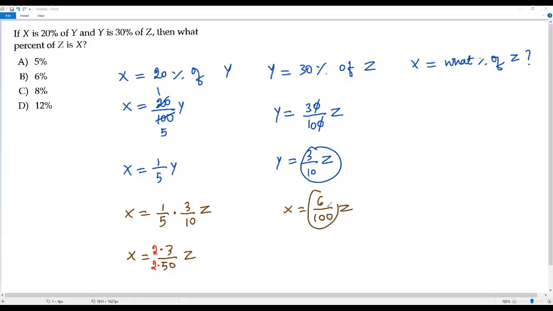100z. Actually, 6 over 100 is 6%. So 6% of z. So 6% of z is x. So the correct answer choice for this question is option B.